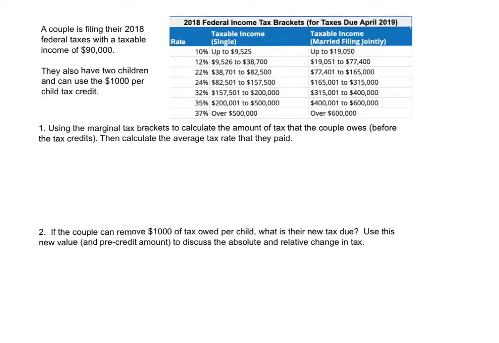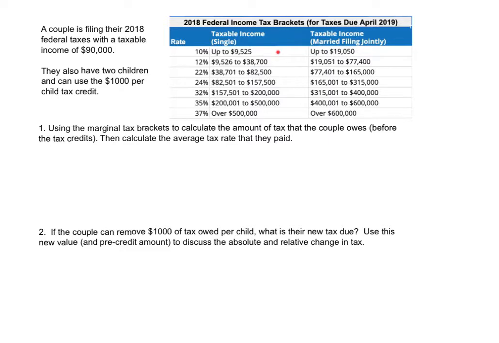So we're talking about a couple, 2018. They had a taxable income of $90,000. They do have two children, so we can consider the $1,000 per child tax credit. Once we calculate their total amount of tax due, we can take away $1,000 for each child. But first we have to calculate their tax, and that's what we're going to do right here.